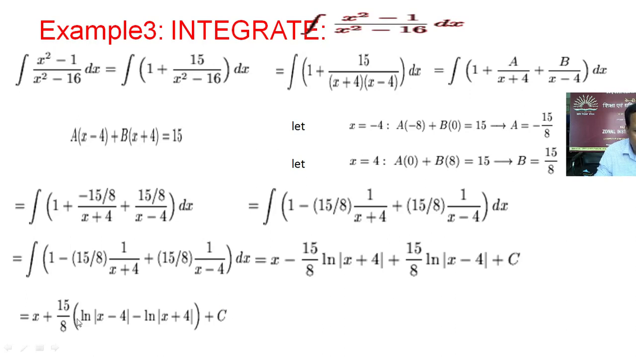So on further simplification, it is x plus 15 by 8 into log x minus 4 minus log x plus 4 plus constant. Because again it is an indefinite integral, the result must be followed by a constant. Once the integration gets over, we put the constant quantity c.